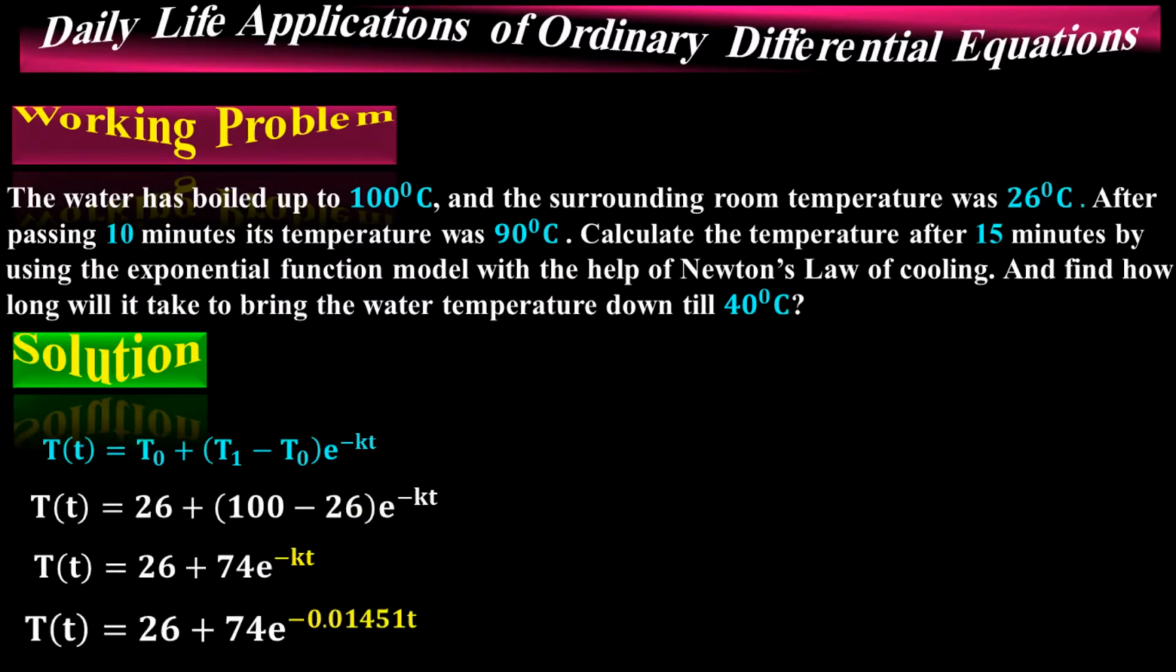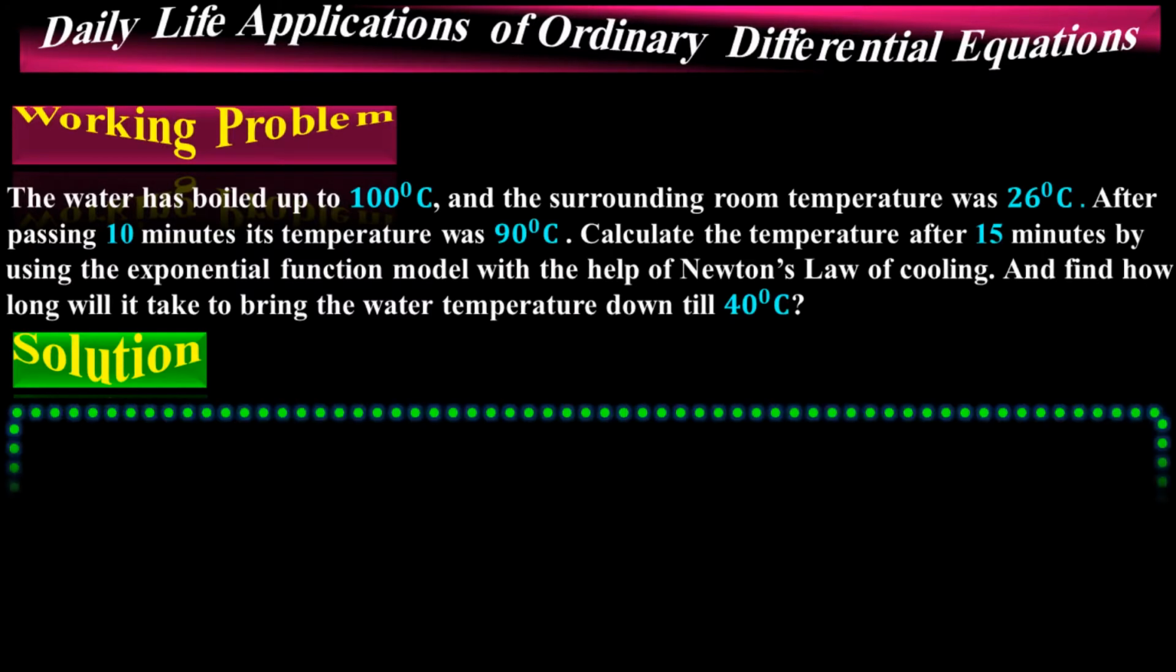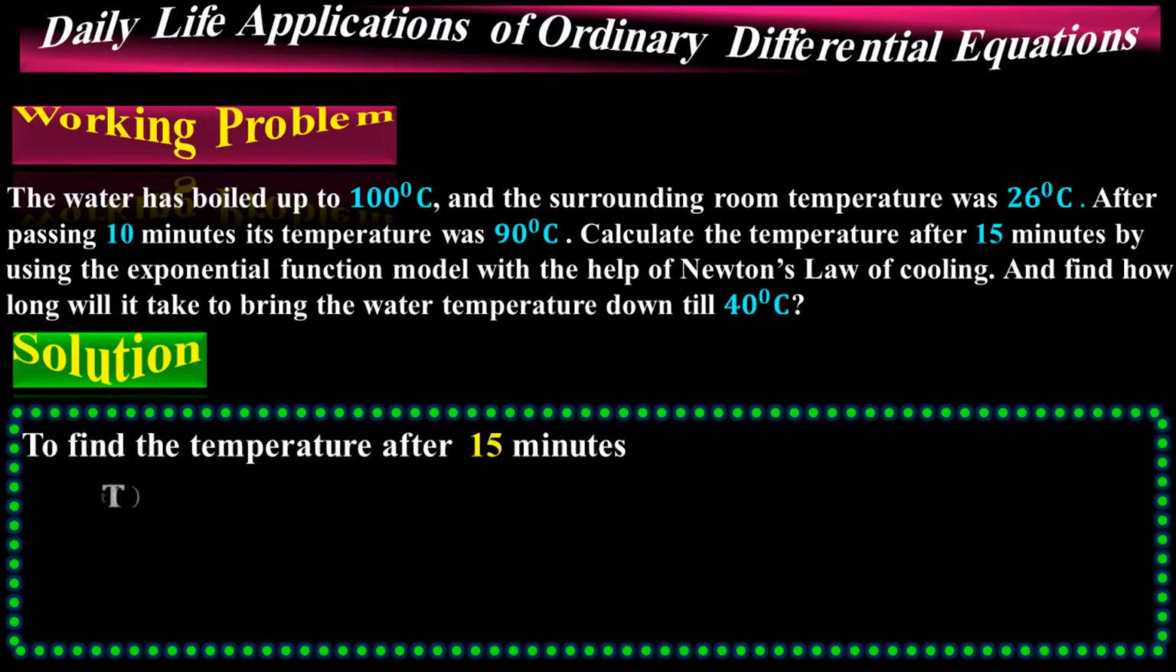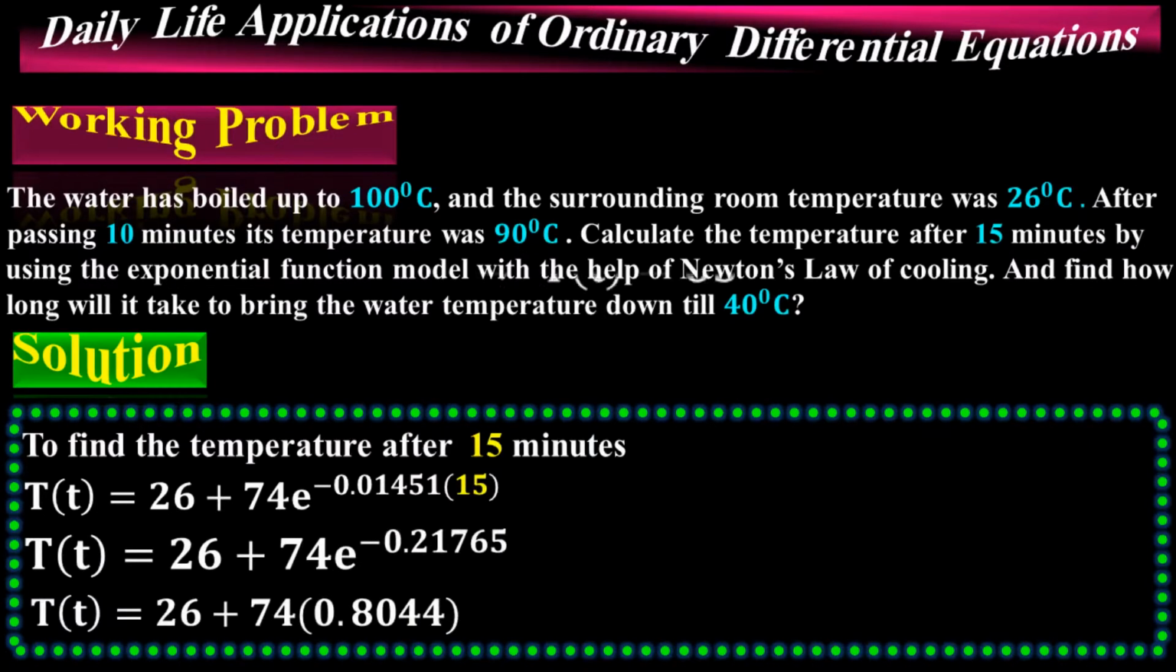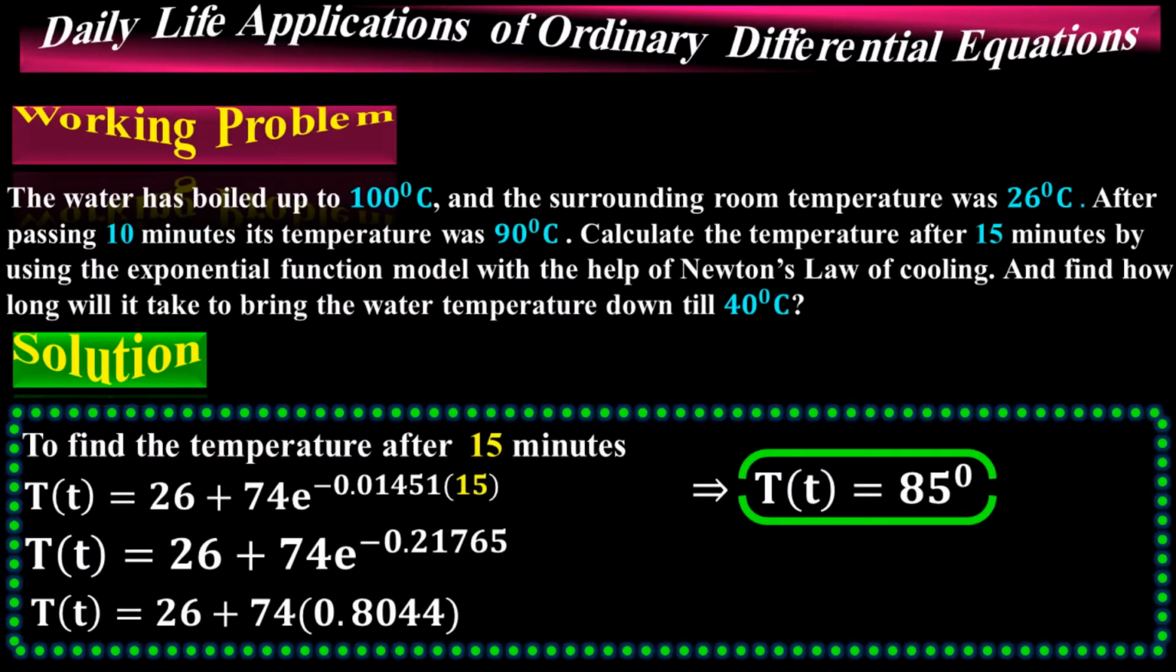So my first challenge is calculate the temperature after 15 minutes. Therefore I'm going to put the value of t equals 15 here. And simplify the equation further to have T equals 85 degrees centigrade. So this is going to be my temperature after 15 minutes. This was my first challenge.